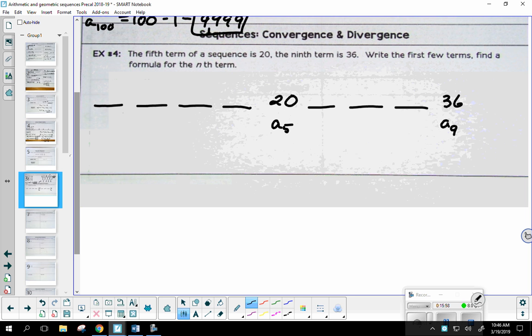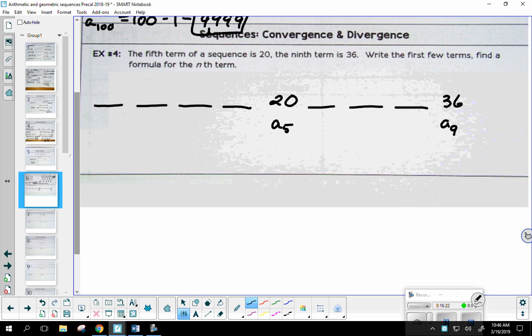Okay. So let's do this. I need to find the common difference D. I need to find the value that I'm going to add over and over again to get from 20 to 36. Okay. So anybody have an idea? How can I find that? What can I do with the two terms that I have?